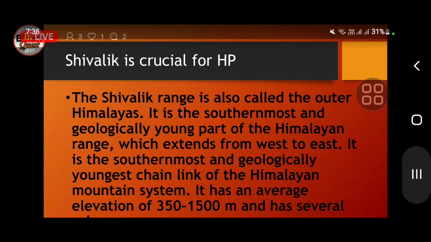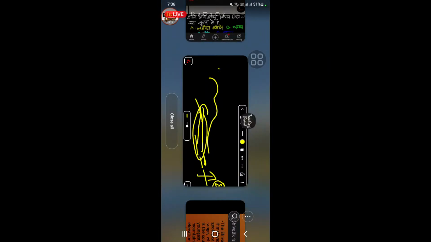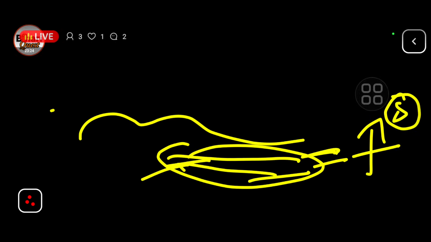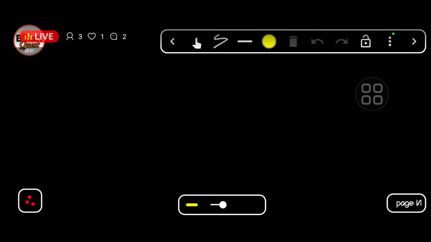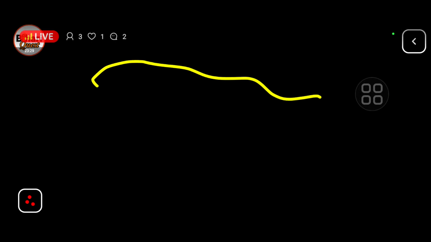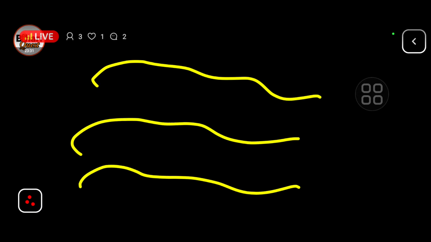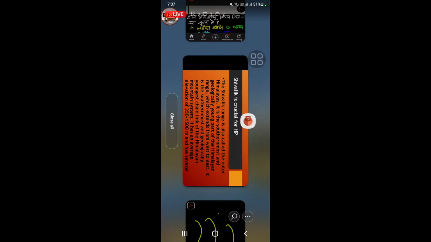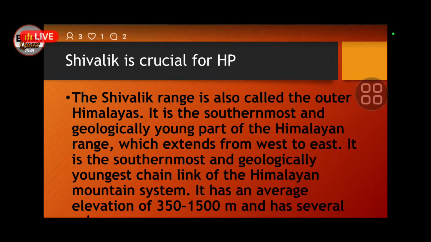Southernmost means if anyone asks you which is the southernmost mountain range in Himachal Pradesh, you will answer that this is Himalaya, this is Mid Himalaya, this is Shivalik. And if we see here, Shivalik is the southernmost range of Himachal Pradesh. This is important. So please never forget this type of important thing.